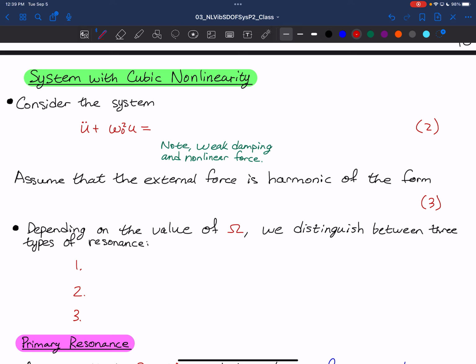So our equation of motion is going to be u double dot plus omega 0 squared times u, equal to minus 2 epsilon c times u dot, minus epsilon alpha u cubed, plus some function E of t. And here epsilon is much less than 1, so a small parameter. And like I said before, we have both weak damping and a weak nonlinear restoring force.